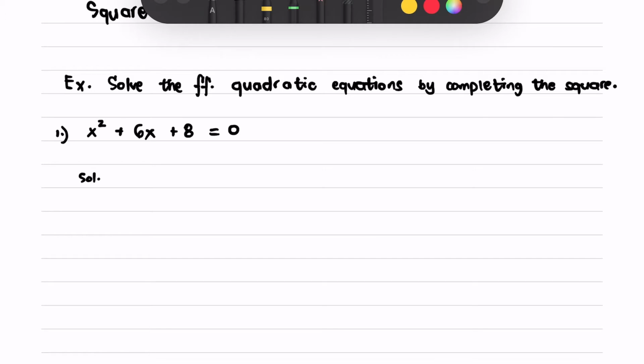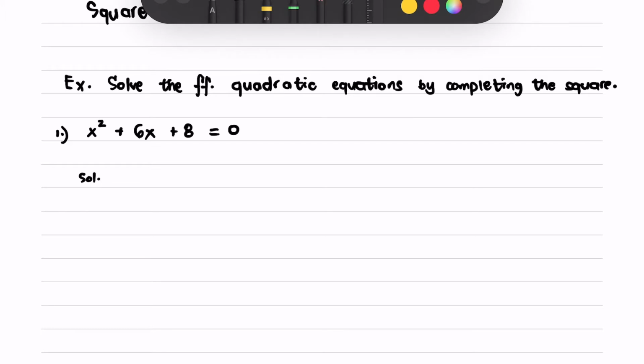So, itong unang example natin ay bigay na sa example ng factoring. Gusto ko lang ipakita sa inyo na itong equation na to is hindi lang pwede sa factoring. Okay, pwede rin gamitin sa completing the square. And we will get the same result.